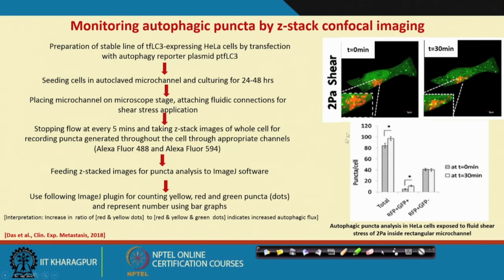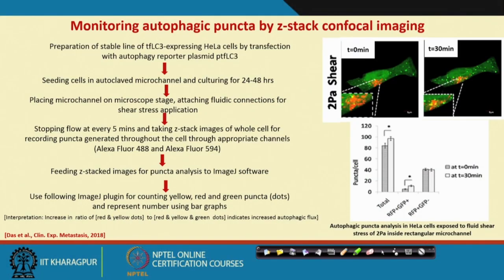If you go through the results, this is the 0 minute time point when there is no shear stress, and residual autophagy is always there. Then if we give 2 Pascal shear for 30 minutes, the red and yellow puncta concentration increases, which indicates that the autophagy phenomenon is increased during 2 Pascal shear stress for 30 minutes. This is represented by this curve. You can see the puncta per cell in total, RFP-GFP plus and RFP-GFP minus.